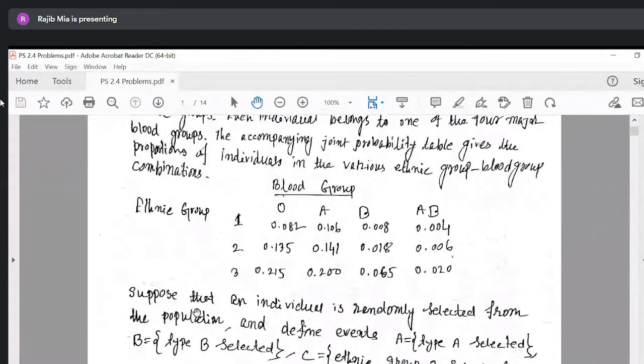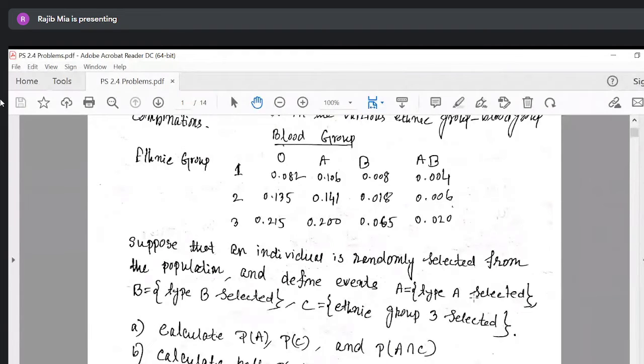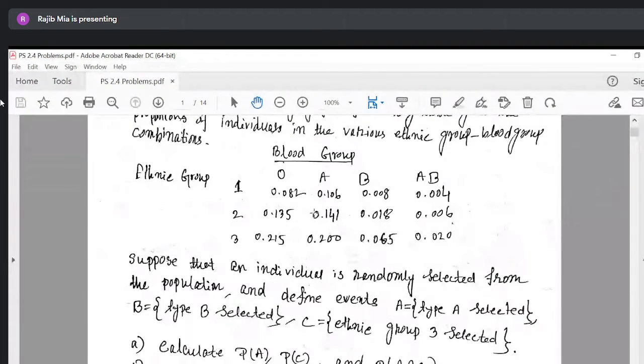Now suppose that an individual is randomly selected from the population and we define three events A, B, and C. A means type A selected, that is blood group A selected. B means type B selected, that is blood group B selected. C means ethnic group 3 selected, meaning the individual is from group 3, the event C.